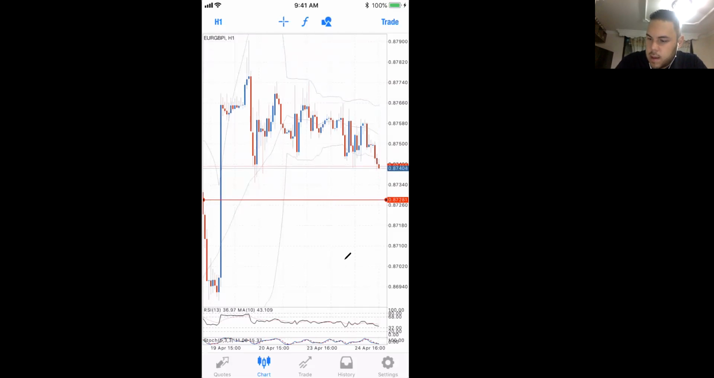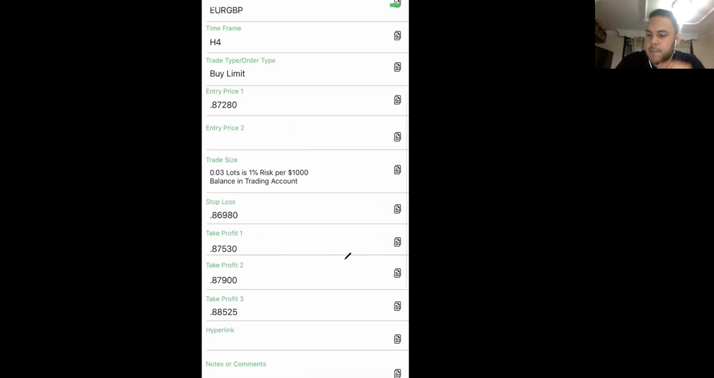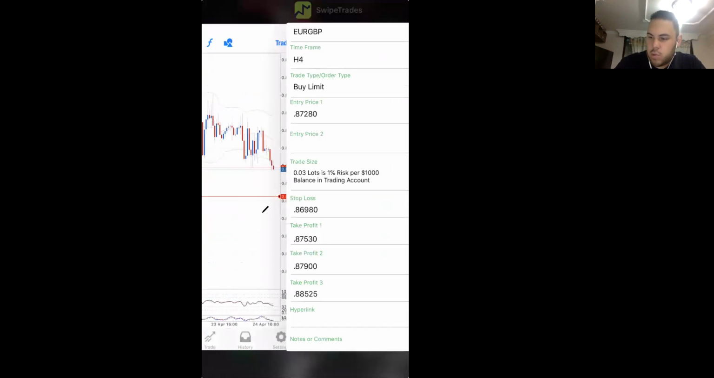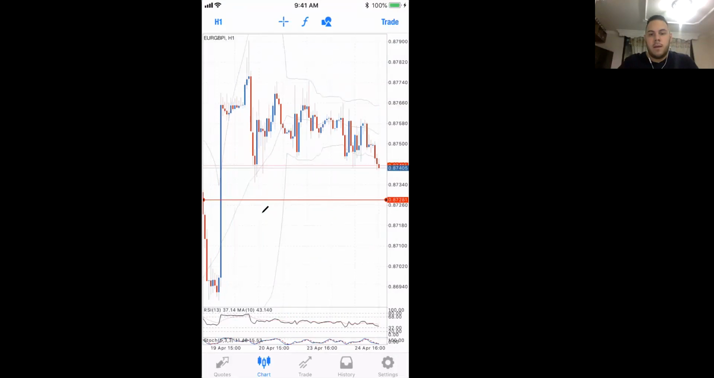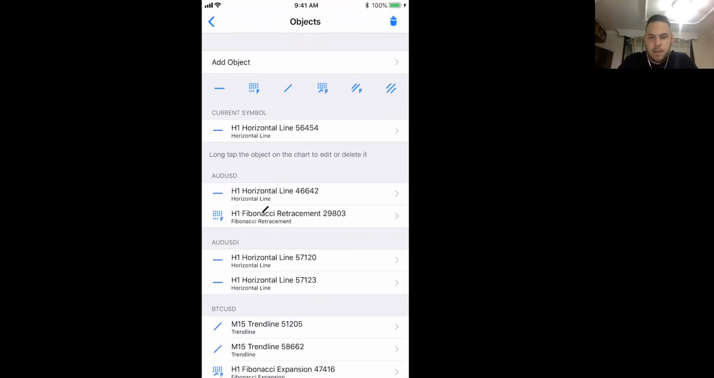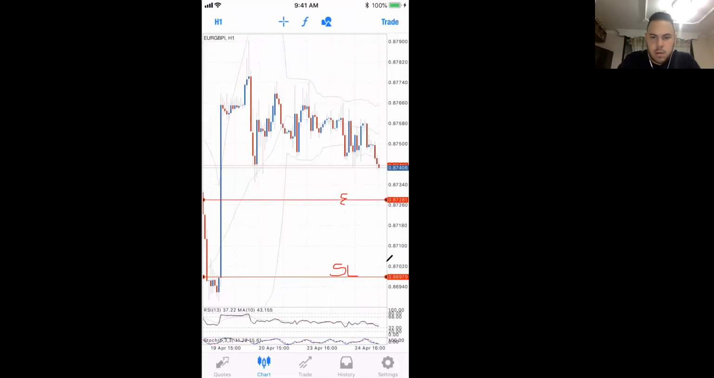Now let's go back and let's see what the stop loss is. The stop loss is 0.8698. So I'm gonna put another line, 0.86. It doesn't have to be perfect, right? So this is my entry. I'm gonna put an E, my stop loss. So this is my entry and this is my stop loss.